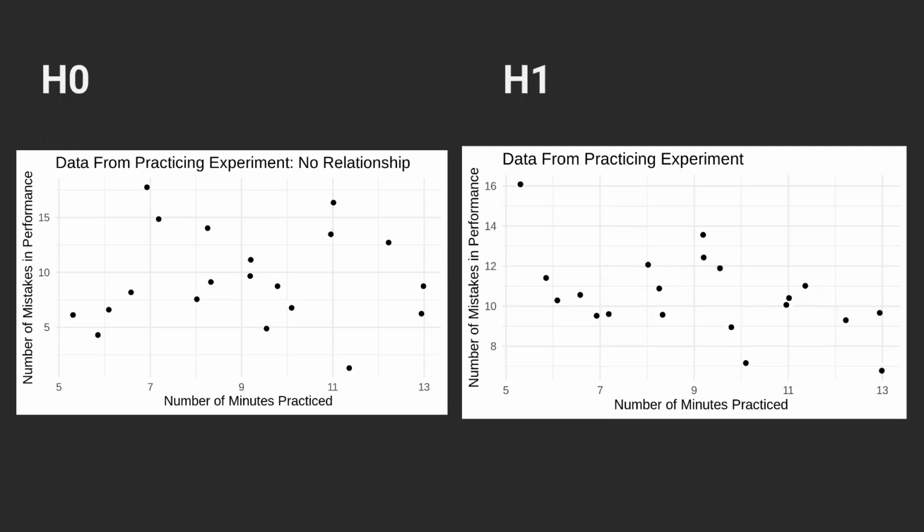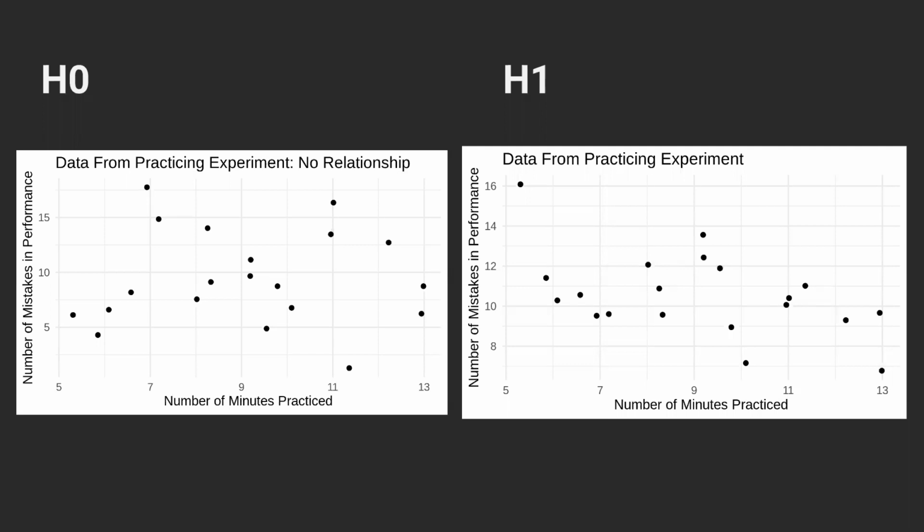As the number of minutes of practice increases, the mistakes here decrease. So how would you then sort of formalize this notion? How do you take what we see here and summarize these things? And that's kind of the question that we're asking.